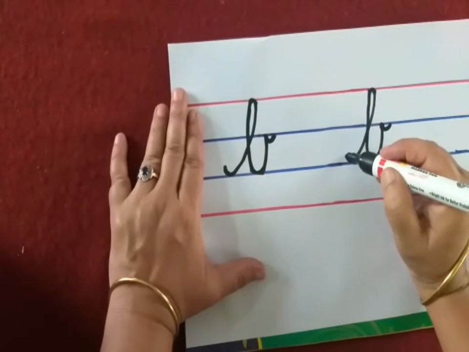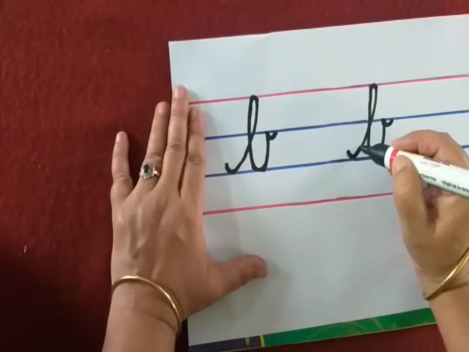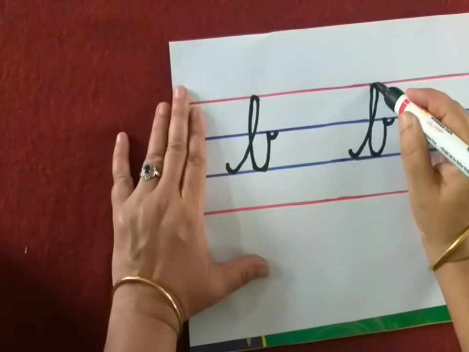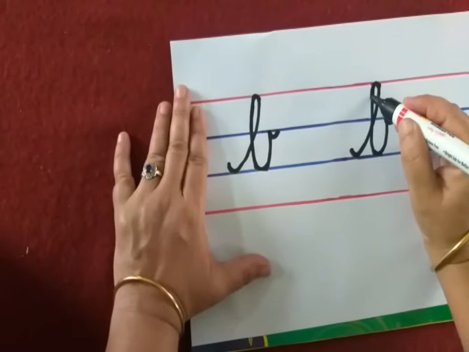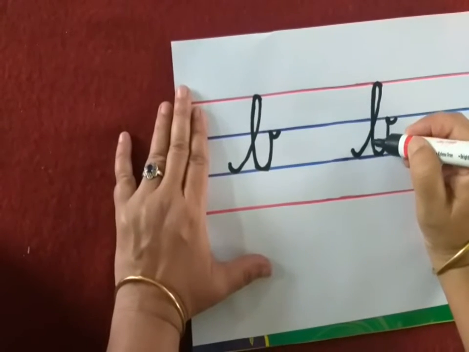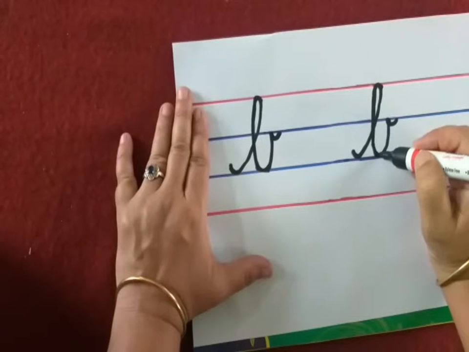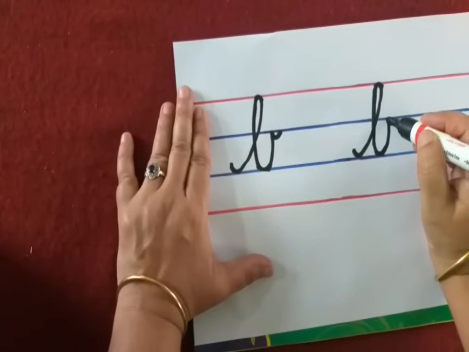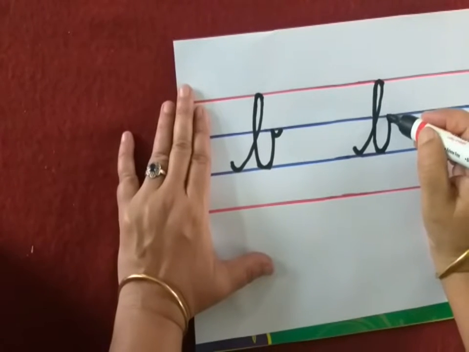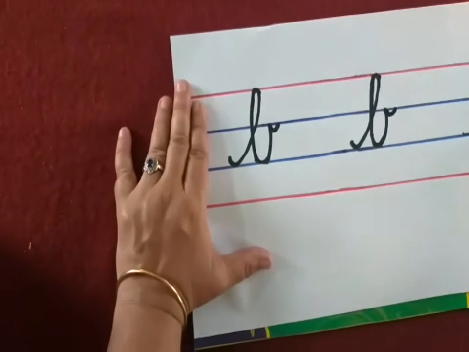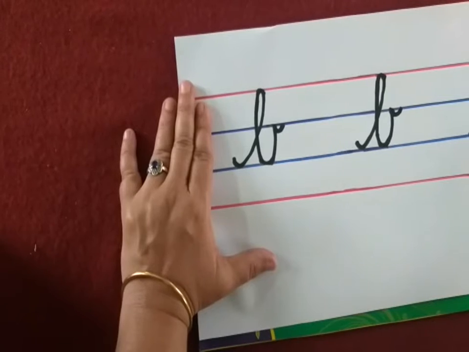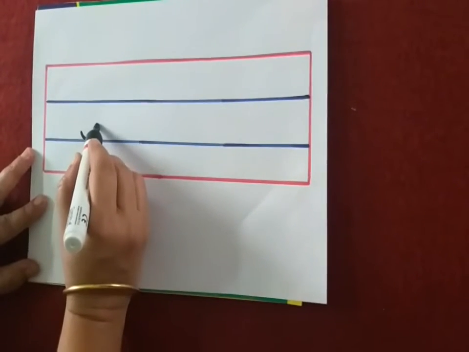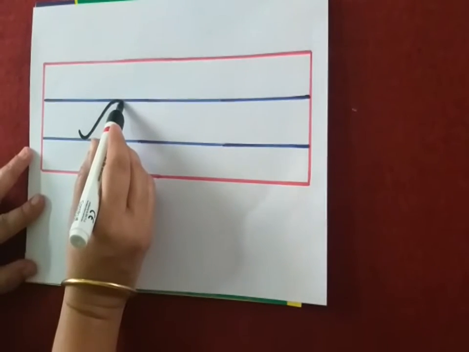Once again, make a small curve, go up to the red line, first line, turn back, come down to the third blue line. Okay, now make a round like that, go to the second blue line, then make a small curve, small cursive B.